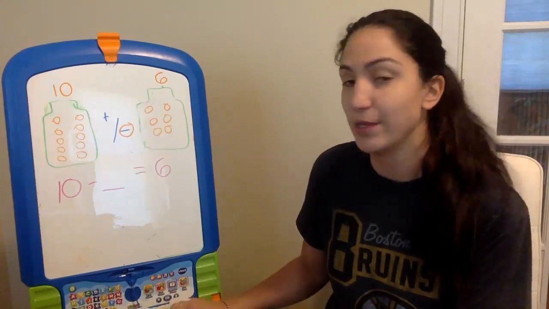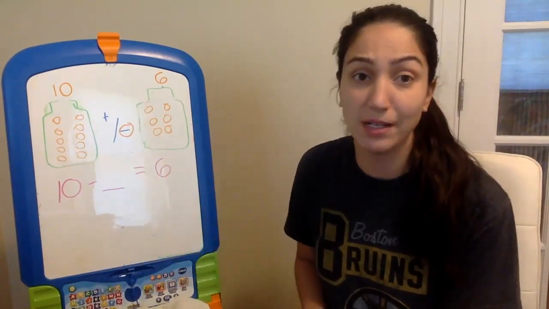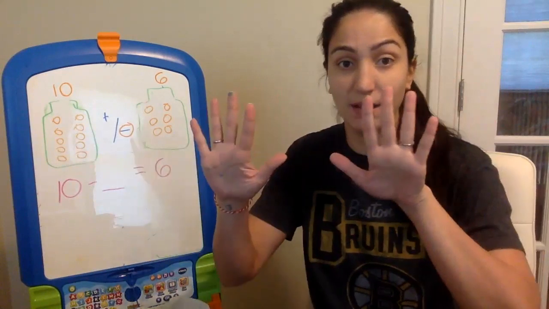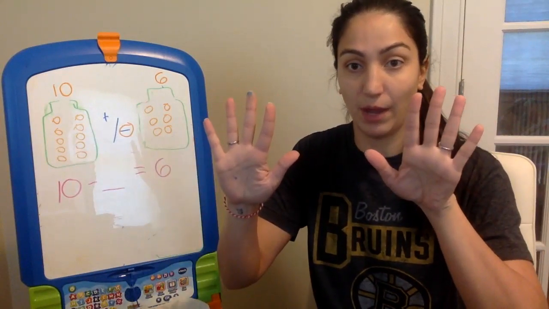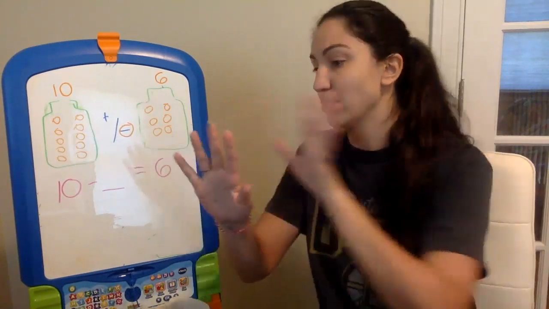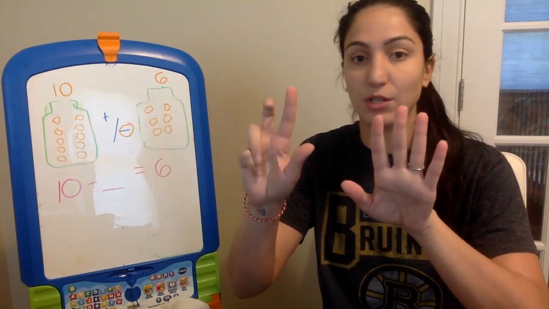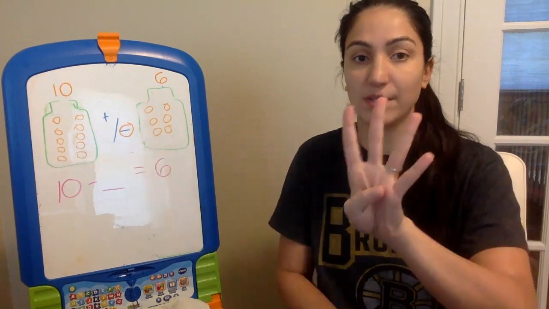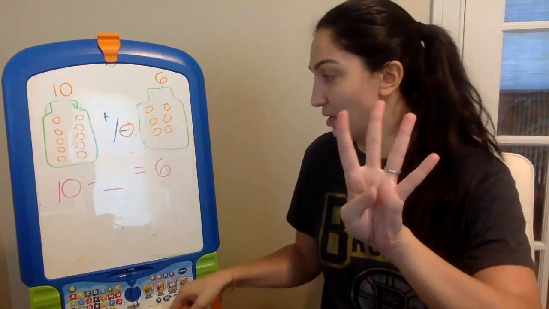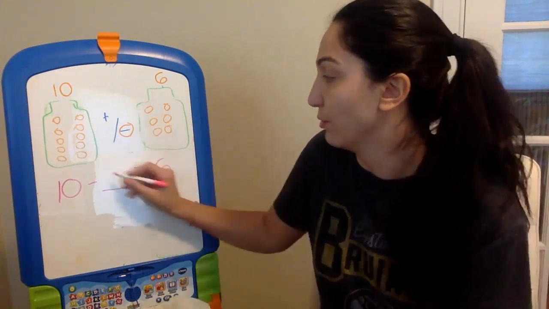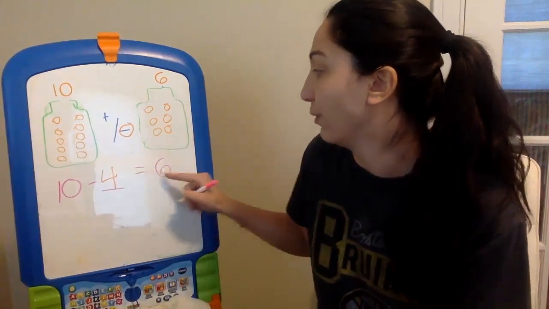Okay, there's multiple ways that you can do this. I love the number 10. It's so easy because we have 10 fingers, okay? And I'm left with 6, so I'm just gonna put down 6 fingers. Those are the pennies that I'm left with. 1, 2, 3, 4, 5, 6, and what's left is 4. So 10 minus 4 equals 6.